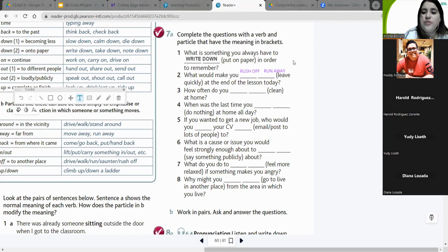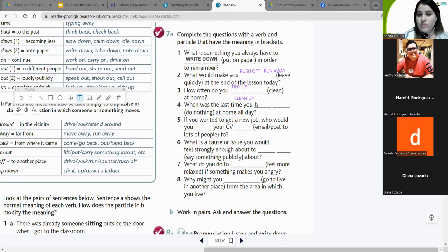Okay, number 3, how often do you clean at home? Clean up. Okay, we can use clean up. We can also use another that is tidy up. Tidy up or clean up. Well, clean up, I'm going to write it here. Clean up refers to clean the space in a very deep way. It makes sense to say, how often do you clean up at home? How often do you tidy up at home? Both are possible in this situation. So whatever you would like to prefer.